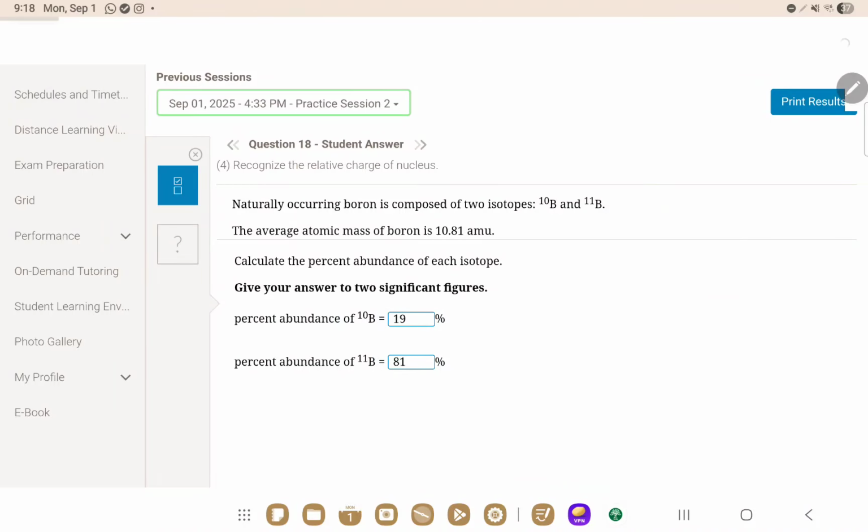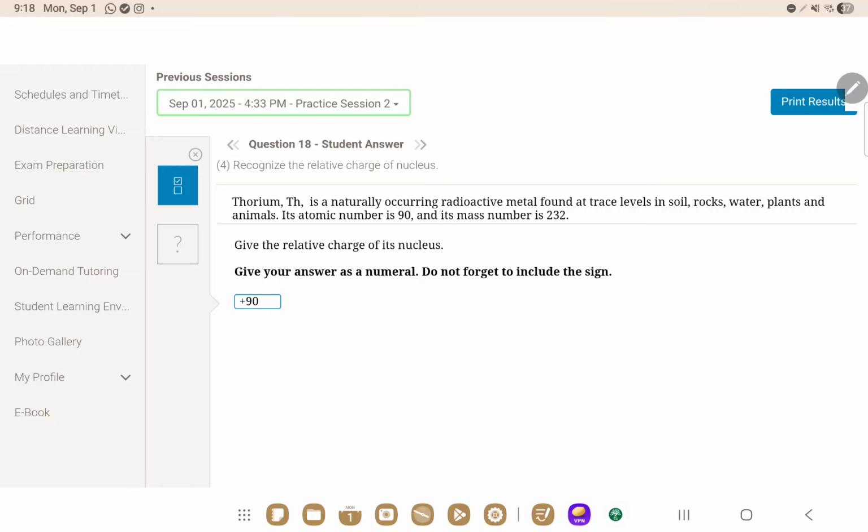Moving on. If you did the IG, there was a question like this in the IG. Thorium is a naturally occurring radioactive material. We read the question, its mass number is 232. The relative charge of the nucleus: we know in the nucleus there are protons and neutrons. Neutrons are neutral, they have no charge. Each proton has a charge of +1. How many protons do you have? The protons are the atomic number. So if you have 90 protons and each one is +1, then you have a charge of +90. And here they said do not forget to include the sign, so you have to put the plus.